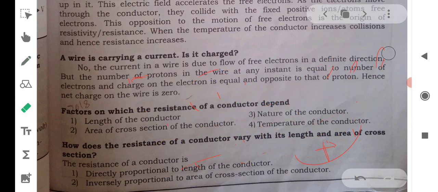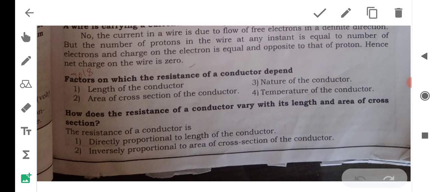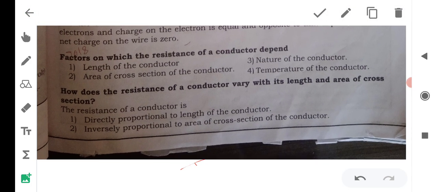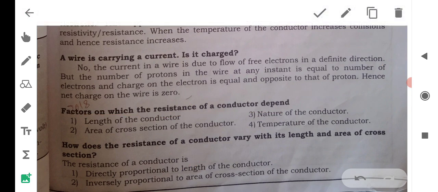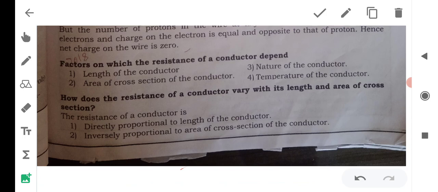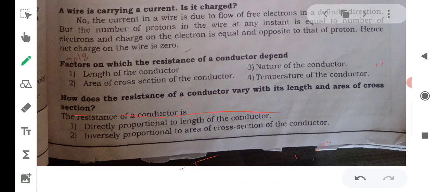Okay, next we will discuss factors. This is very important. This question was asked in the 2018 examination. Now this is very simple, we will discuss. This is a very important question, asked in 2018. Okay, we will discuss that one. Now, what are the factors on which the resistance of a conductor depends? This is very important.